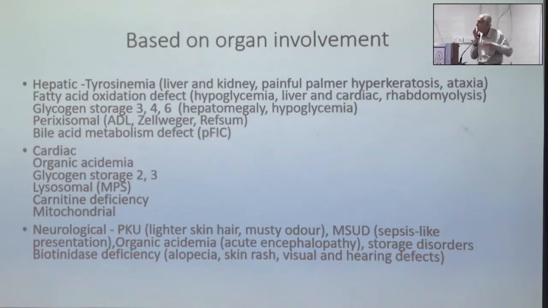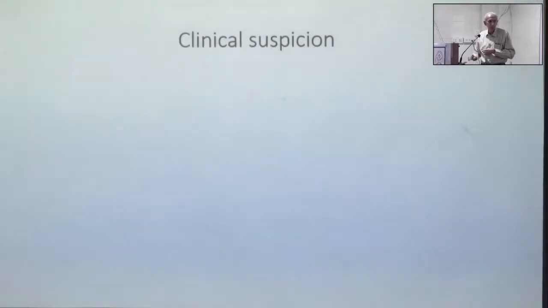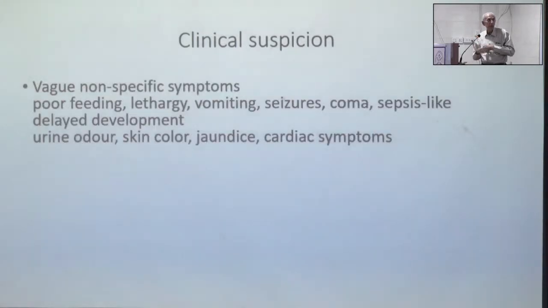But these are the three major organs which take the brunt of an inborn error of metabolism. Yes? But what is more important is that every time when you look at that, how do you clinically suspect them? We have seen clearly the type of presentation and the organ involvement. Two put together, but how do we suspect that?